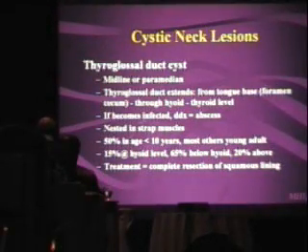Because it is formed by an invagination of that tract, to get rid of it, to treat it, you need a complete resection of the squamous lining. Most of these occur below the level of the hyoid, and pretty much all the cystic neck lesions we're going to be talking about for the next 5 minutes or so are in a pediatric or young adult population.